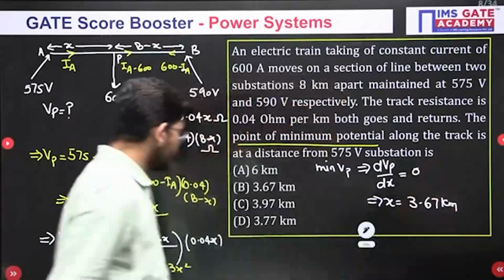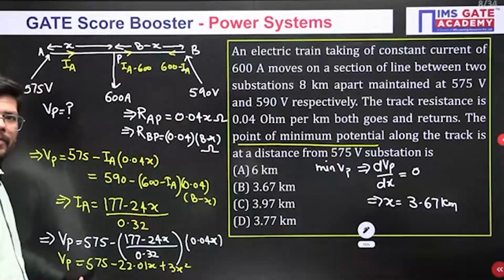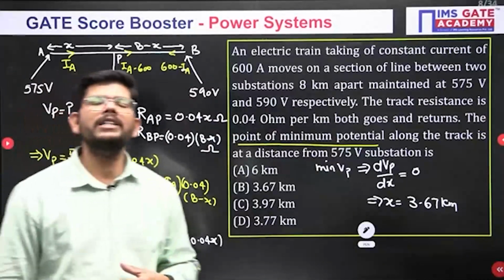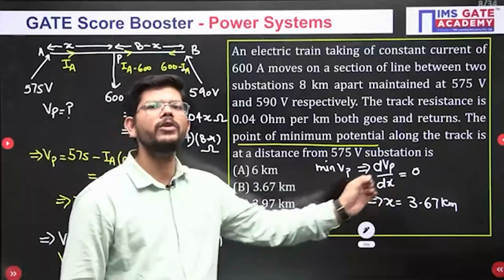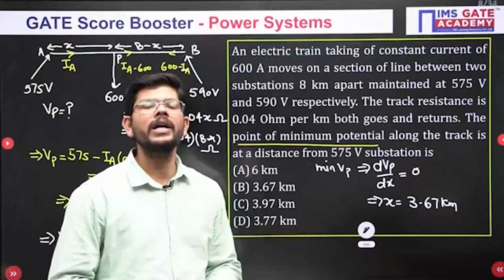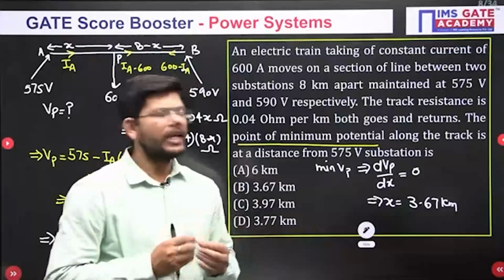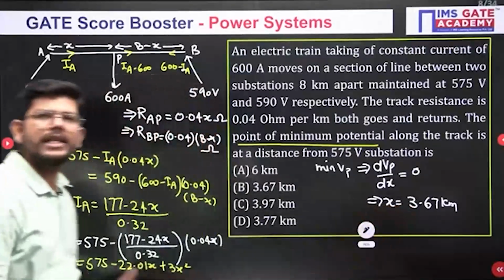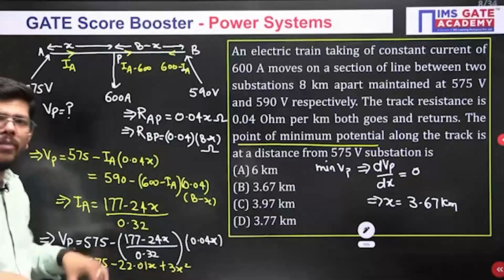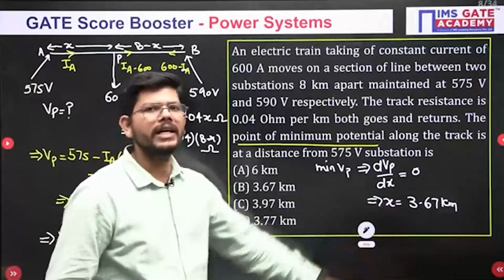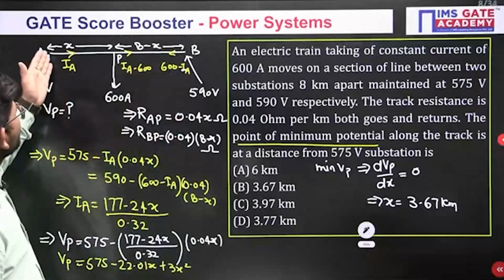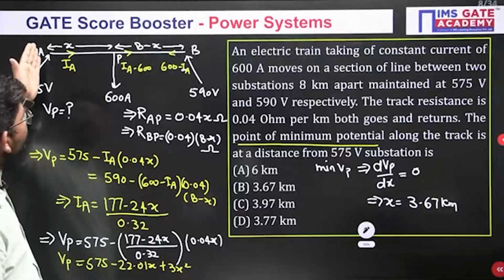So this equation you will get in terms of Vp, and whenever we are asked about minimum or maximum value, we have to differentiate with respect to the variable and equate to 0 to get the condition. Now if you put this value in this equation, you will get the minimum value of potential as well. So where is the minimum value of potential occurring? It is occurring 3.67 kilometer apart from point A.